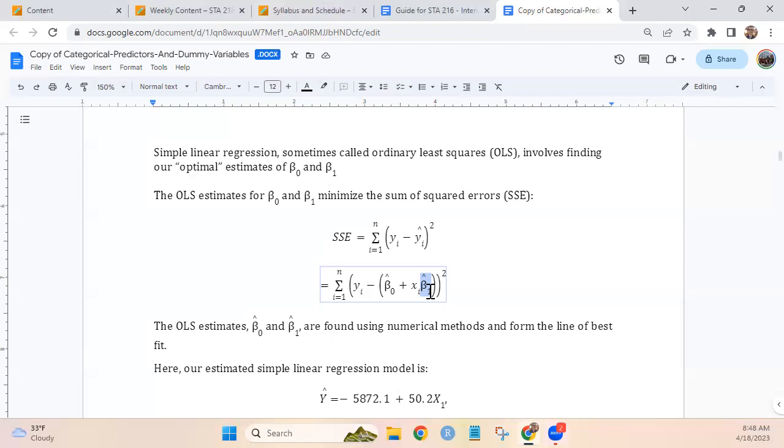Anybody have any ideas? Yeah, we can encode them or represent them using numbers, right?